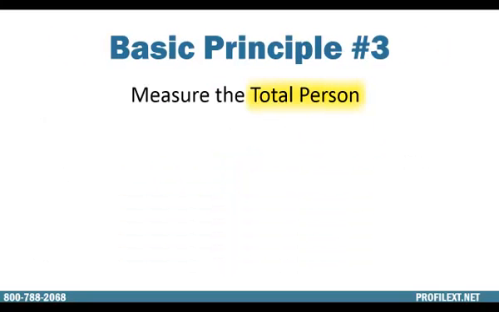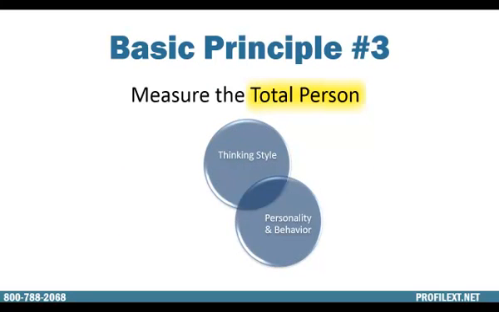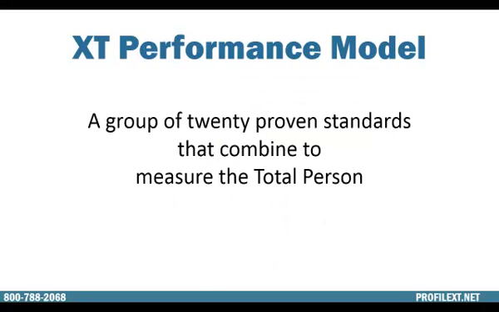Basic principle number 3, measure the total person, not just part of them. You don't want to just do personality and behavior. You need to include thinking style. How do they process data? What is their personality and behavior? It's important, but you also need to know what their interests and motivations are. You have to understand the total person. So the Profile XT performance model is a group of 20 proven standards that combine to measure the total person.